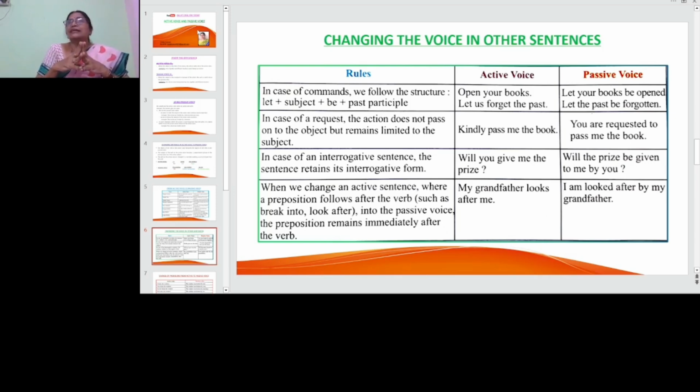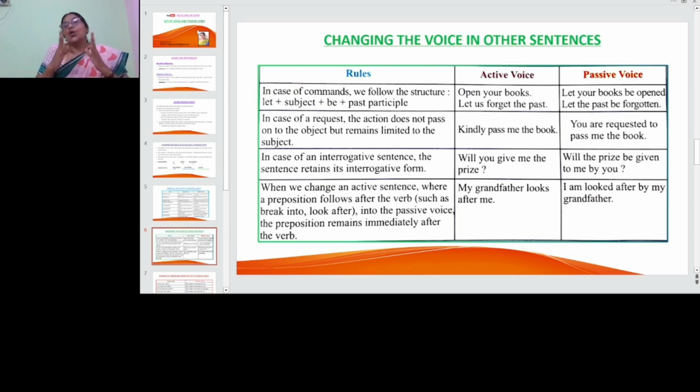Okay. Now other than these assertive sentences, we have some command and request, that is imperative sentence, interrogative sentence, that is questions. How to convert them from active to passive. If you don't have a subject, you have to use let. Okay, that is for the imperative sentence. Now let's see the command.